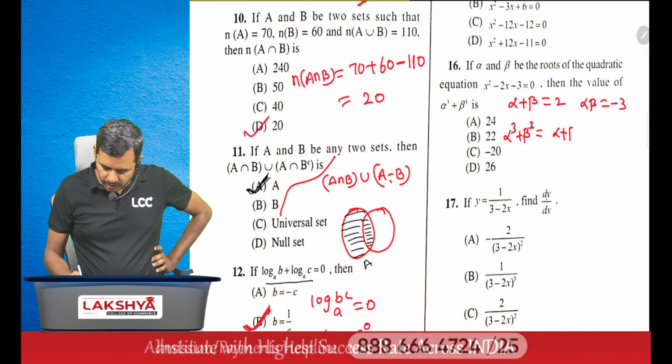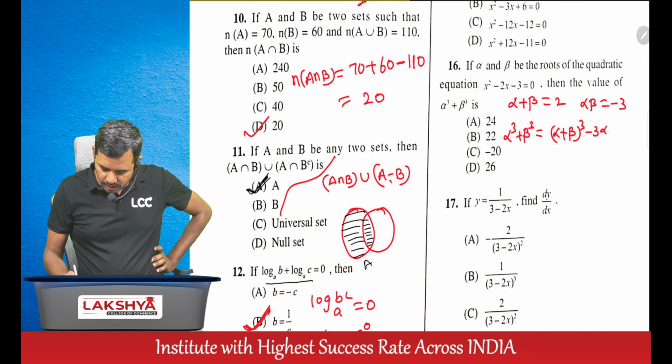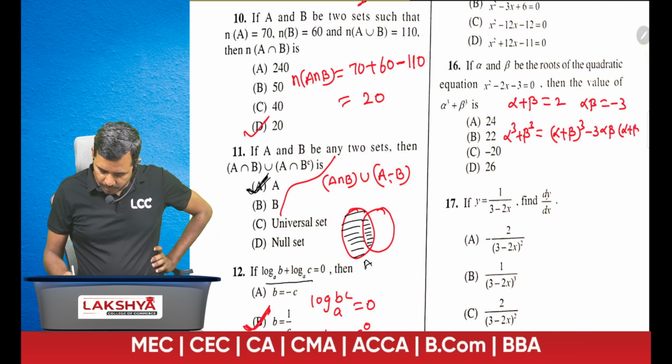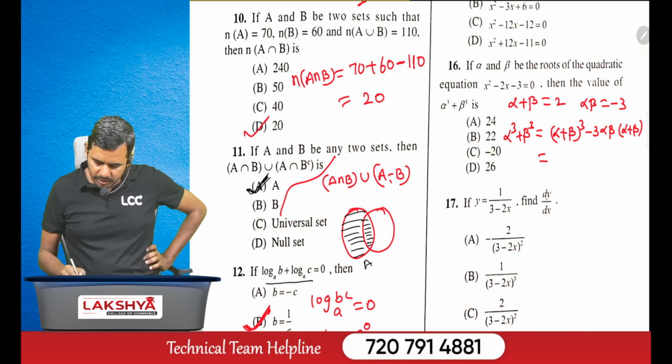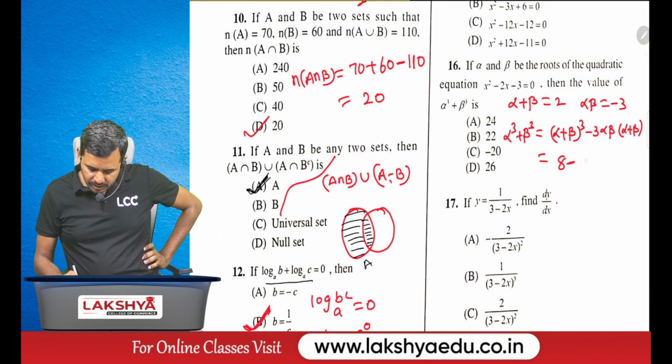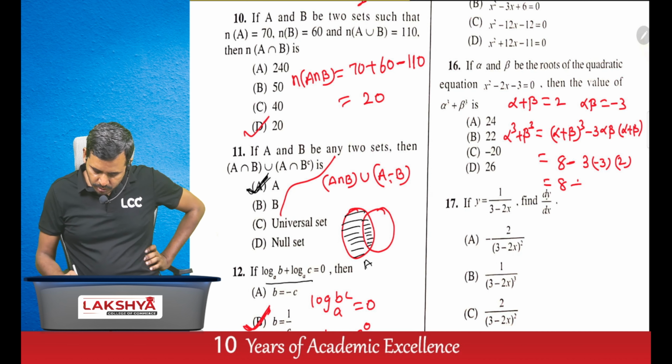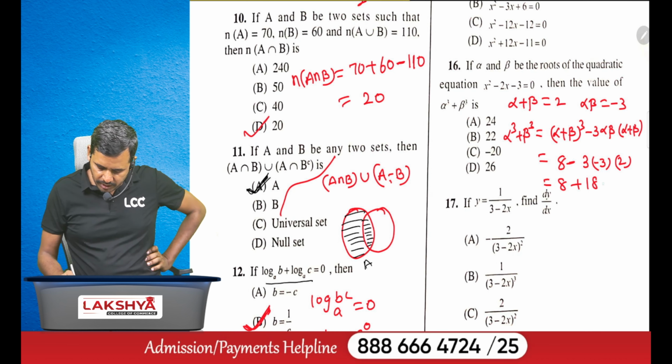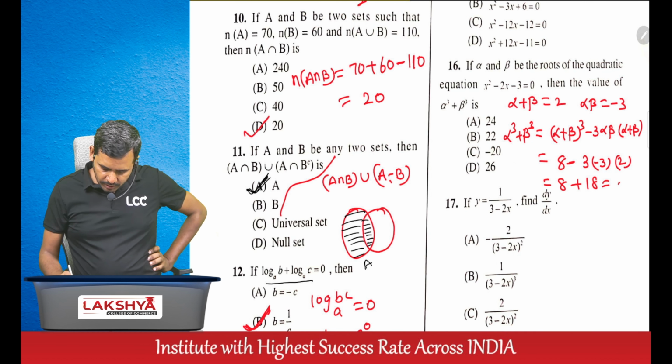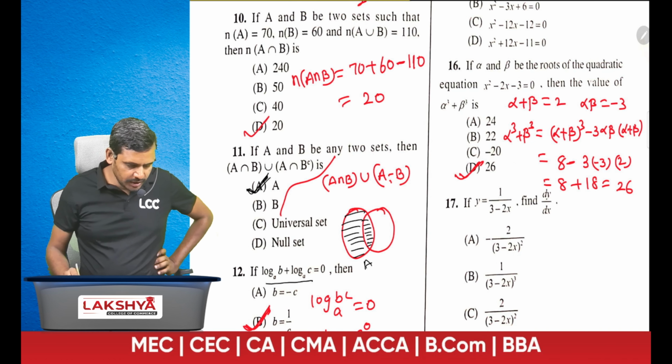Write it as alpha plus beta whole cube minus 3 alpha beta into alpha plus beta. Now substitute those values. Alpha plus beta whole cube value is 8, minus 3 into minus 3 into 2. That is 8 plus 3 threes are 9, 9 twos are 18, which is equal to 26. Hence D.